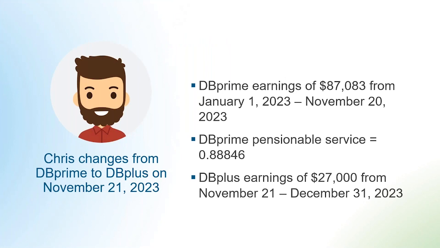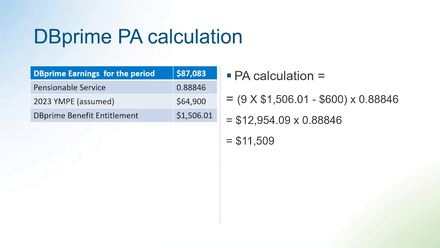Let's look at an example of a member who changes plan design from DB prime to DB plus. The member's DB prime earnings are $87,083, and the pensionable service is 0.88846. The DB plus earnings are $27,000. The DB prime PA calculation follows the current formula, and the PA is $11,509.